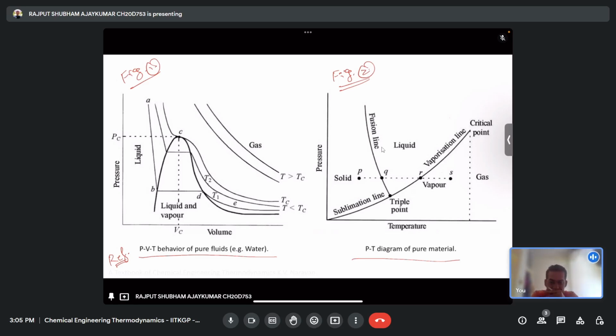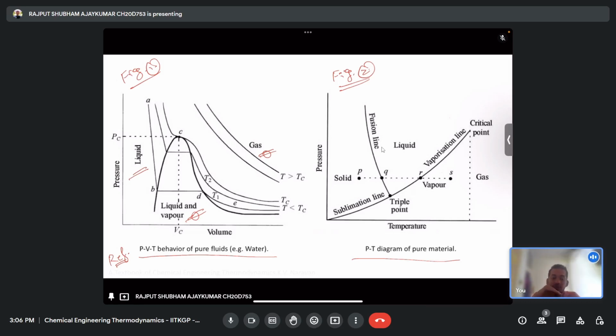What I've shown here is the PV diagram of a pure fluid, that is water, at room temperature. If you see, there is an isotherm, and there are three different regions. The first is the liquid phase, the second is a mixture of liquid and vapor, and the third is the gas phase. Now, if you keep the volume constant and keep increasing the pressure, the liquid will attain the shape of its container, but it will not increase the volume.